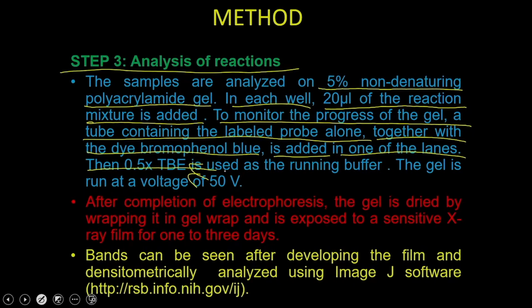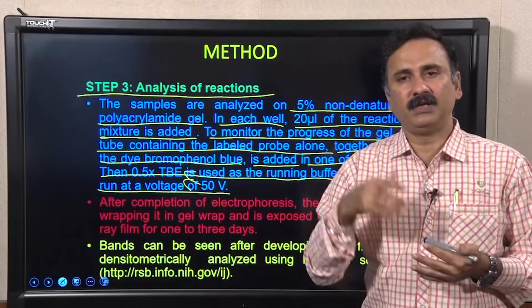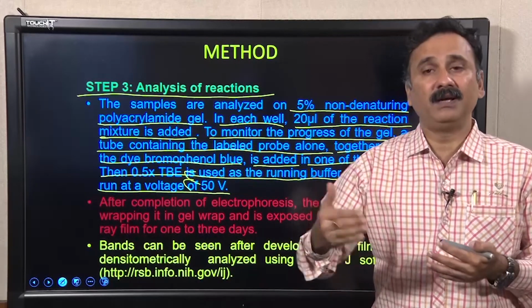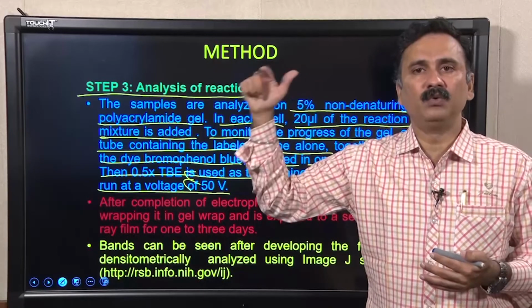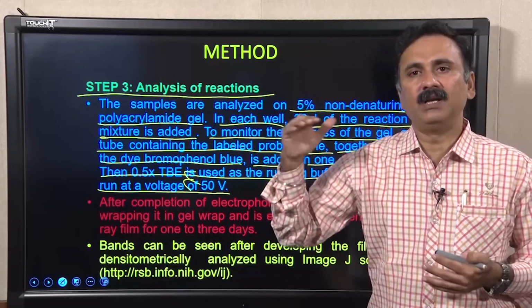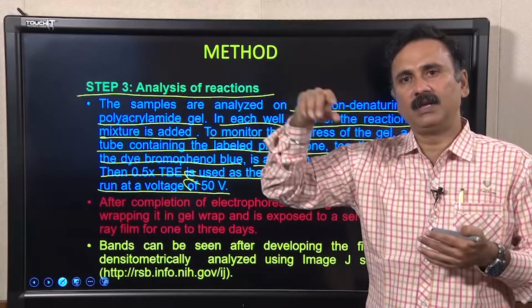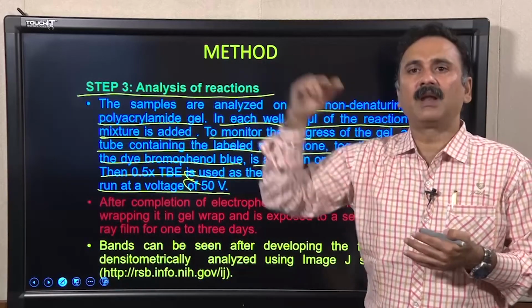Then the 5x TB is used as a running buffer. The gel is run at 50 volts constant, and it has to be done in a cold condition so that there will be no degradation of the DNA, because if there is degradation of the DNA, that is also going to give you a gradual decrease in molecular weight, and that is also going to give you a smear-like condition.